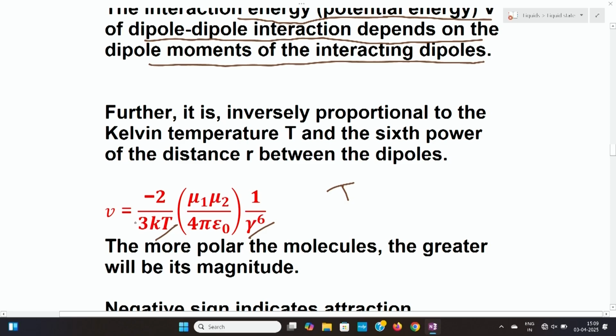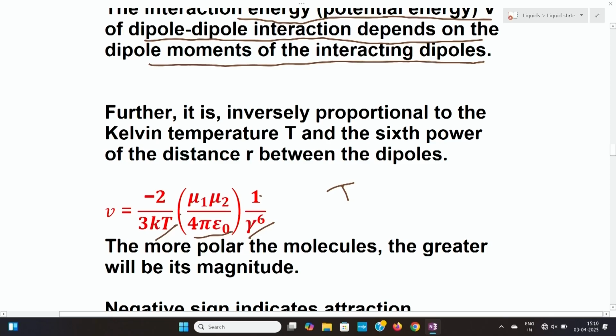Here we have the equation to find the potential energy of molecules having dipole-dipole interaction. V is equal to minus 2 by 3 kT mu1 mu2 divided by 4 pi epsilon 0, into 1 by r power 6. Here mu1 and mu2 are the dipole moments of the two polar molecules, epsilon 0 is the permittivity of space, k is the Boltzmann constant, T is the temperature in Kelvin, and r is the distance between the two polar molecules.